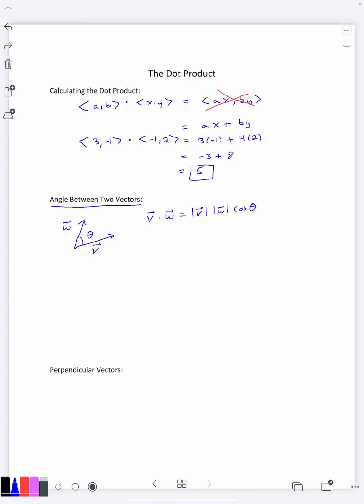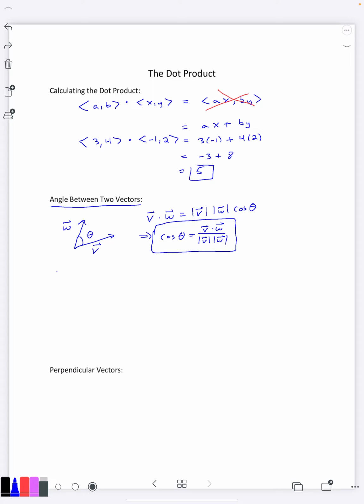Now, writing the formula in this fashion, maybe not that useful, but what we can do is we can solve for cosine theta, and we get v dot w over magnitude of v, magnitude of w, and this shows us that we can now solve for the angle between two vectors using this quick formula here. And that's all thanks to the dot product.